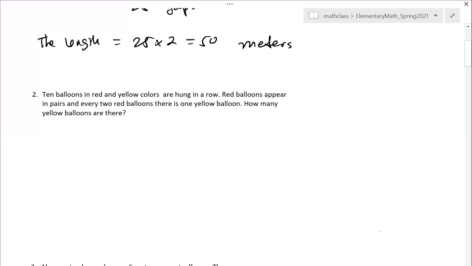All right. So I have some answers already. Now, there are 2 possibilities there, right? You can begin with a yellow balloon, or you can begin with a red balloon. Okay. Now, Michael, you got 4.